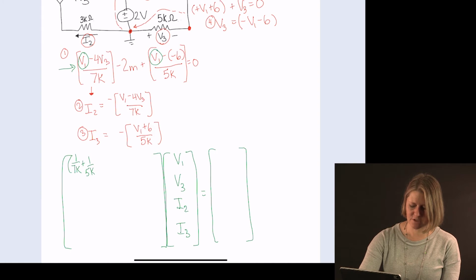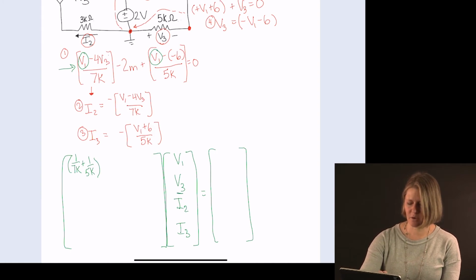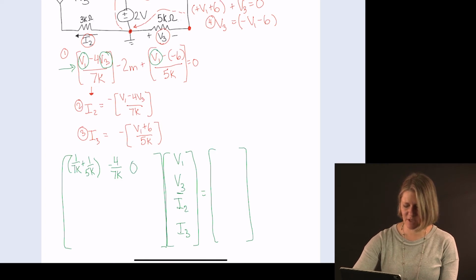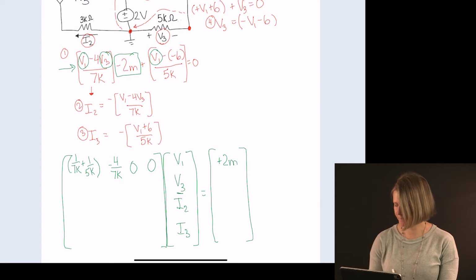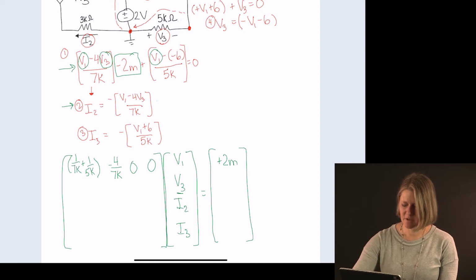My second location in the matrix is V3, and so my V3 variable has a minus 4 over 7k. My next variable is I2, and in this case there is no I2 and no I3, but I have a constant value that needs to go over to the right-hand side, and taking that over is going to be 2 milli. My second equation, I need to have all the variables on the same side.